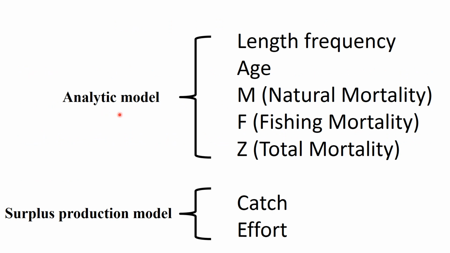So here I have talked about 3 different models. The analytical model requires much more biological data: length data, age data, mortality data. The surplus production model basically requires the catch and effort. So we are talking about the catch and effort now.